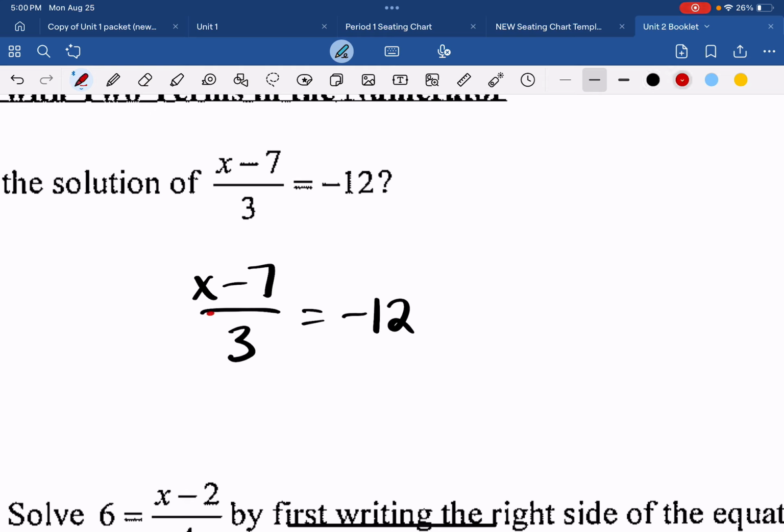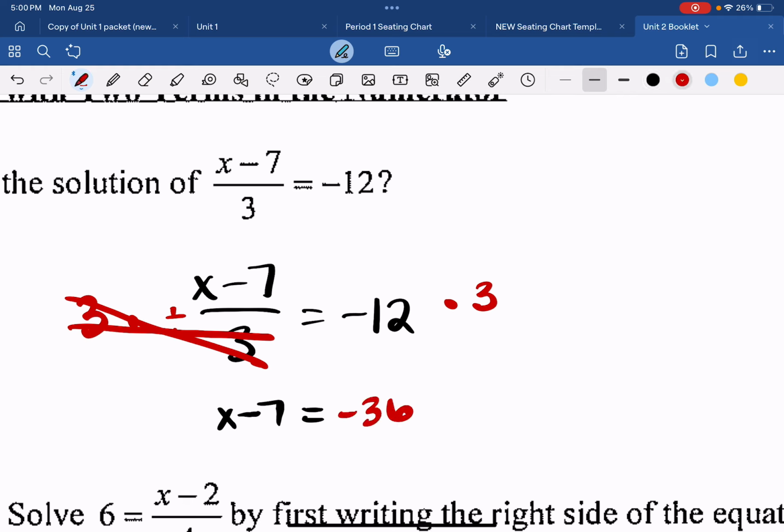In order to get rid of the 3, remember, this is a division. I would do multiplication. I would do times 3 to both sides. Remember, when you do times 3 over here, these both cancel out, not just one. Okay? So now I have x minus 7 equals negative 12 times 3, which equals negative 36. Then we add 7 to both sides, and I have x equals negative 29.